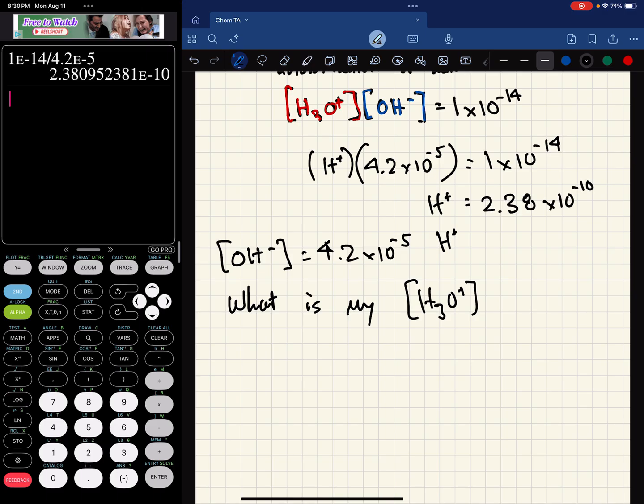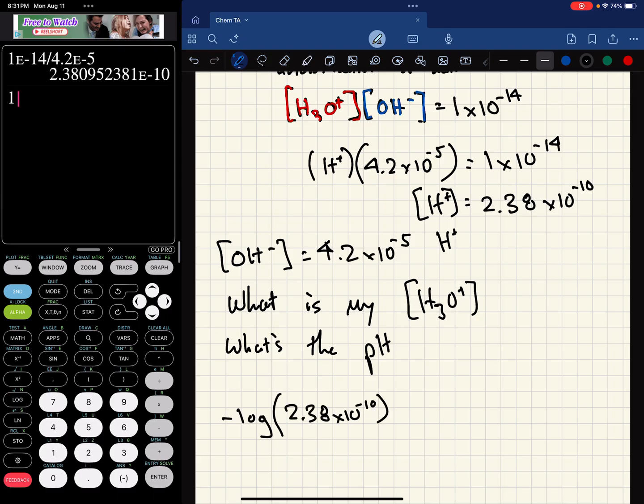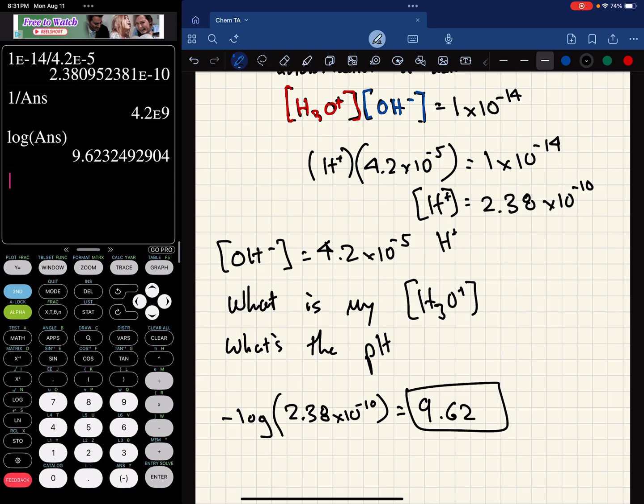I have my H plus and my OH. Now, what's the pH? How do I do that? Well, all you do is the negative log of my H plus concentration, which is 2.38 times 10 to the negative 10. One divided by that number, and then the log of that, and the pH is 9.62. There's my pH. Is it basic or acidic? It is basic, because it's above 7. That's the calculations.